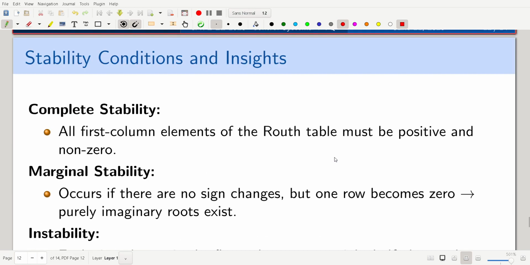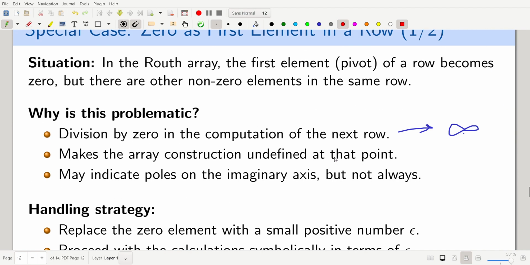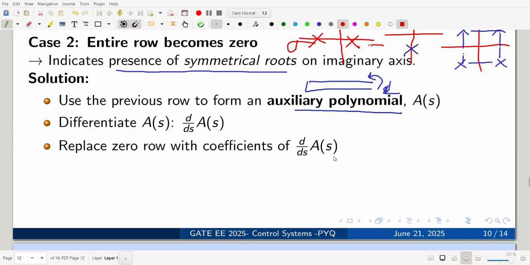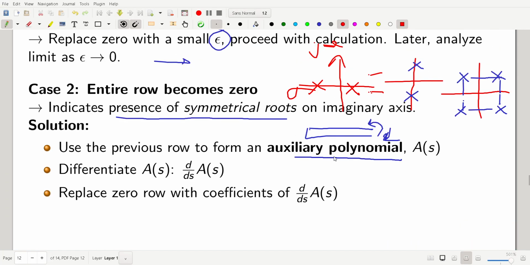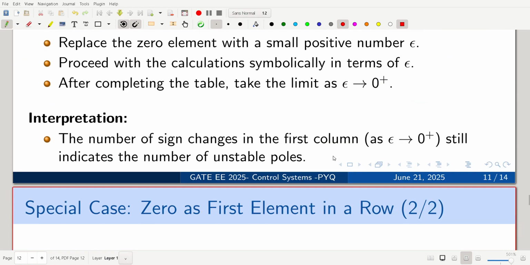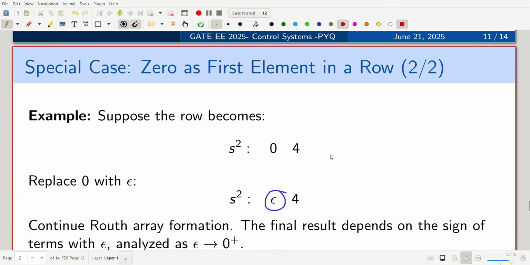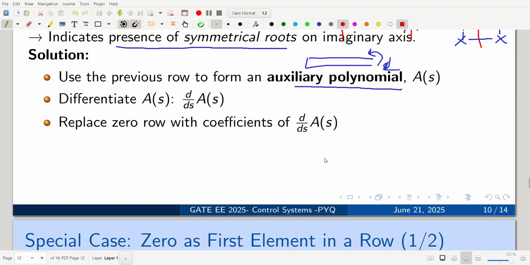We may get imaginary poles, and in addition to this, we may get some poles on the right-hand side and some poles on the left-hand side, because we have to maintain the symmetry.